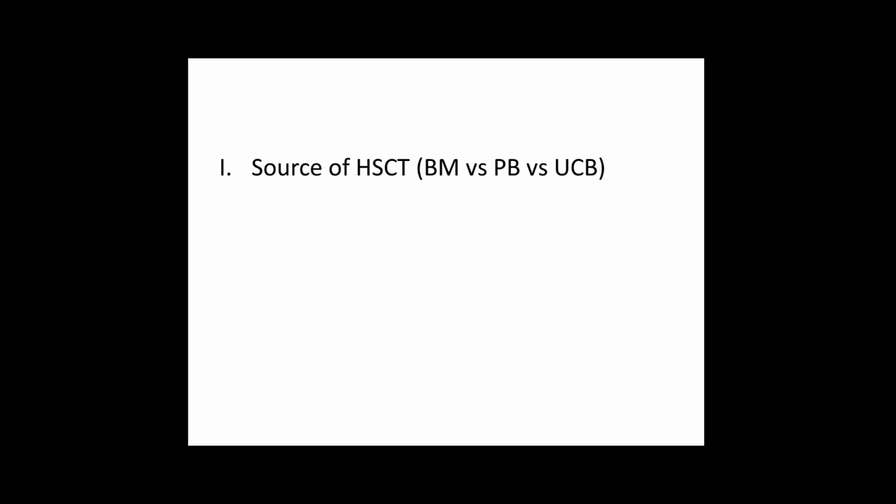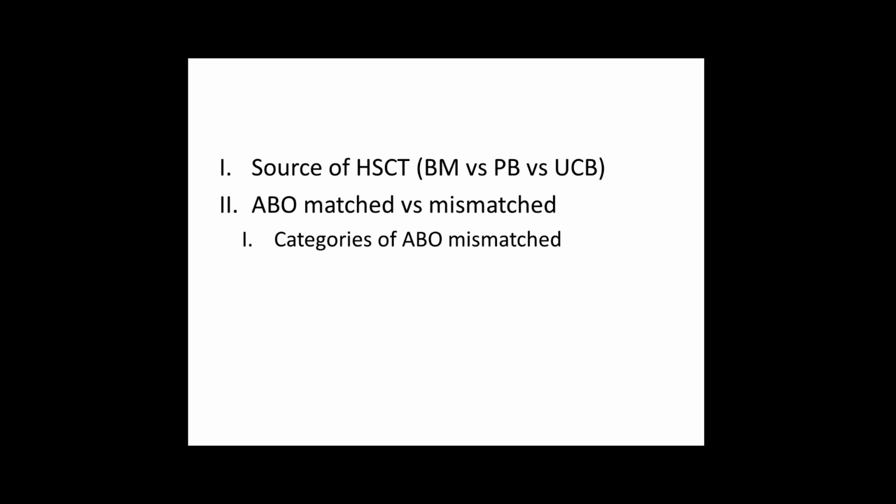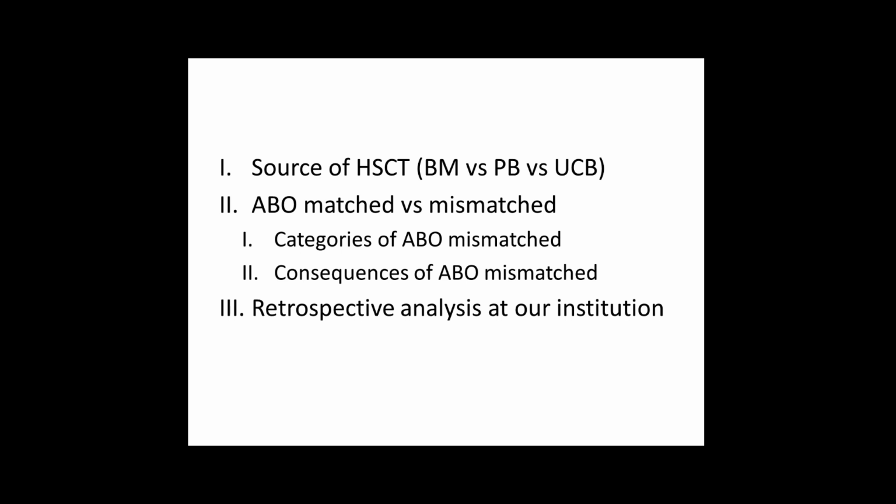So first I'll be going into how the source of hematopoietic stem cell transplants affects outcomes, comparing bone marrow, peripheral blood, and cord blood. Then I'll be looking at ABO matched versus mismatched transplants, including the categories of ABO mismatched transplants, and then the different consequences of these mismatched transplants, and then I'll be talking about the retrospective analysis.